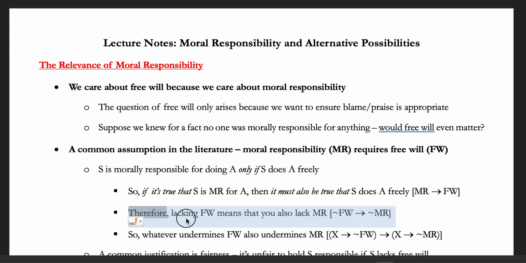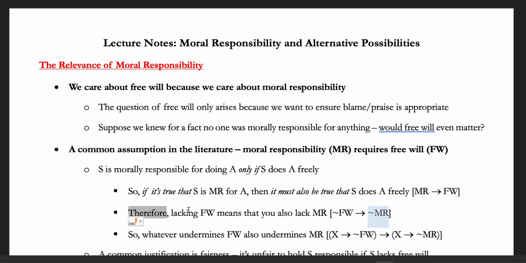What follows from that is, if you don't have free will, right, lacking free will over your action means that you also lack moral responsibility for that action. If it's true that responsibility requires free will, well, then losing free will, this is a not, remember, if you're not free, then that means you're not responsible. Right? Remember dog and mammal, right? If it's true that being a dog requires being a mammal, well, then if you're not a mammal, you can't be a dog, right? So same thing here. If it's true that moral responsibility requires free will, well, then lacking free will means you lack responsibility, okay?